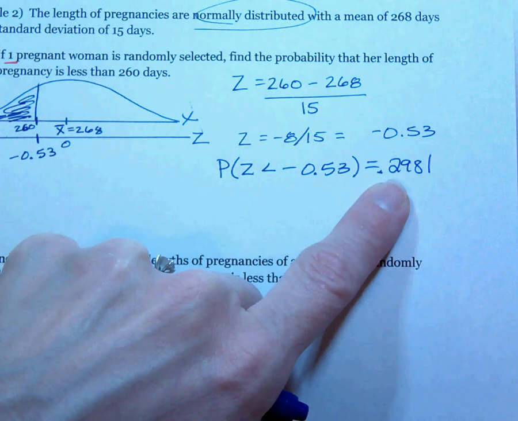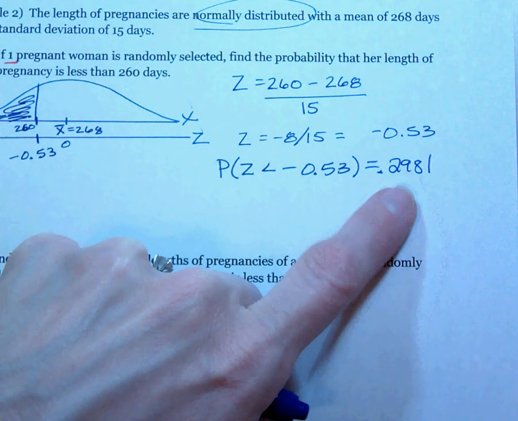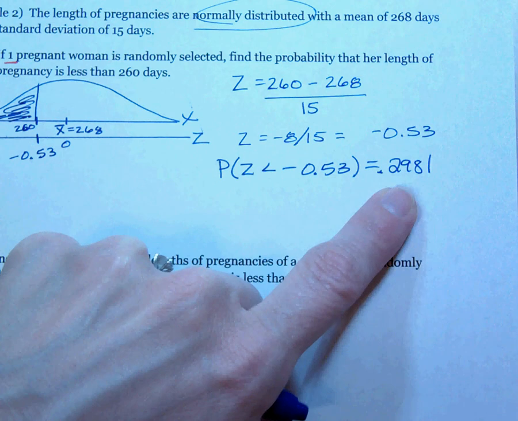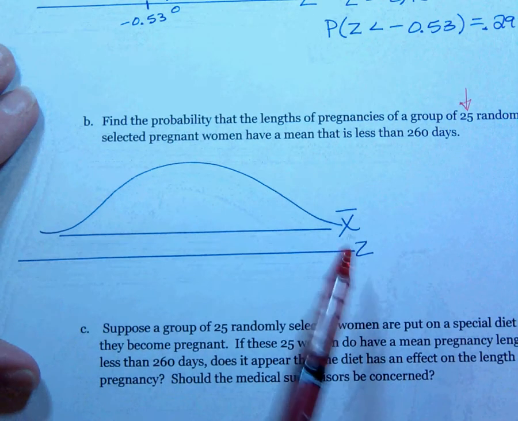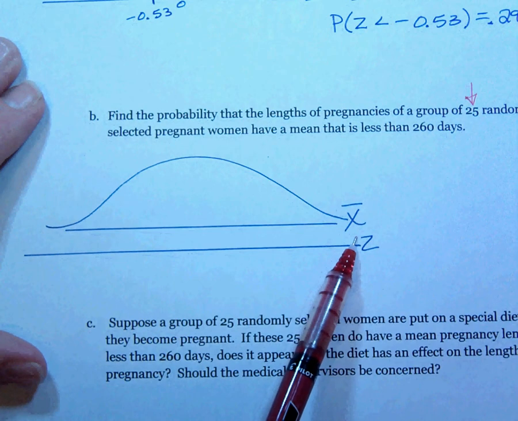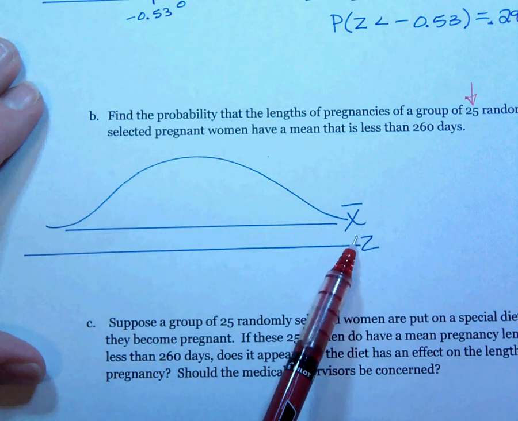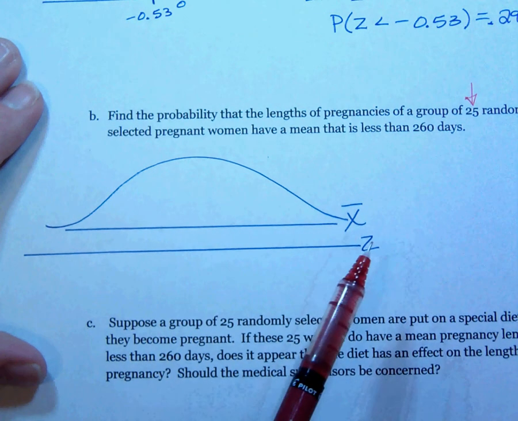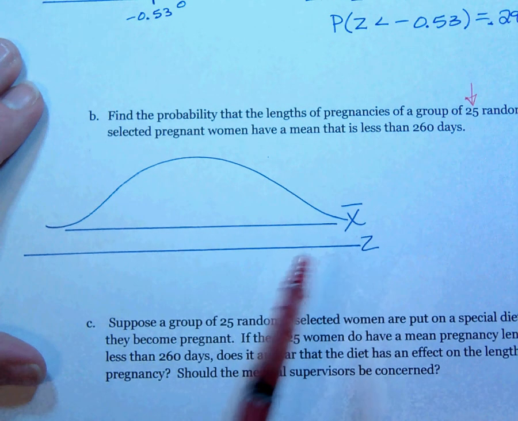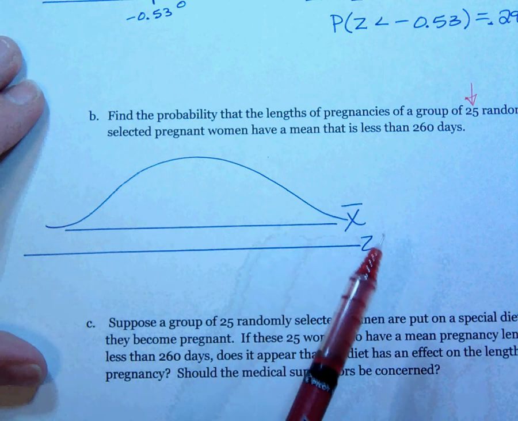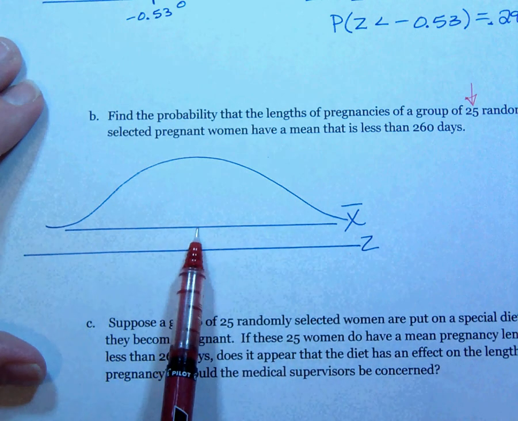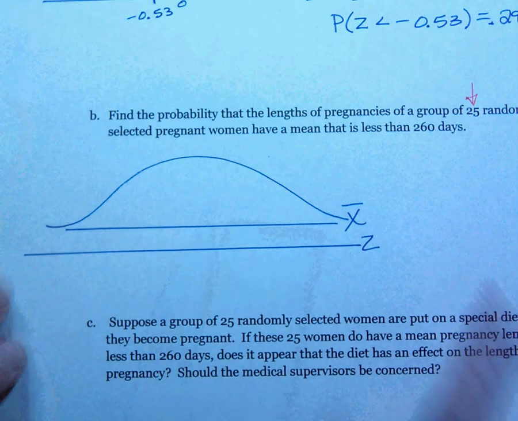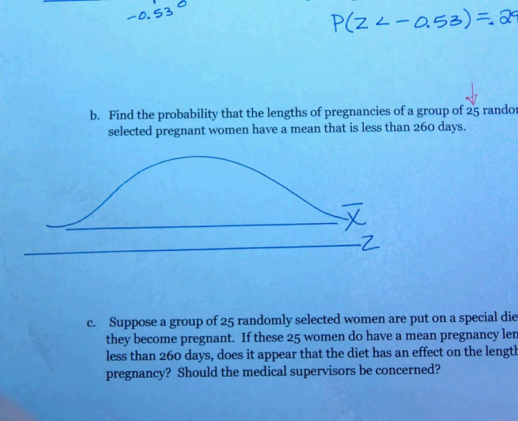So what's the probability that all 25 of them will also be less than, the mean will also be less than 260 days. So notice now our x changed to x bar because now we're doing sample means. So we're taking many samples of 25 over and over and over again, and then we're taking the mean of those means to get our middle value right here. So a couple things here.